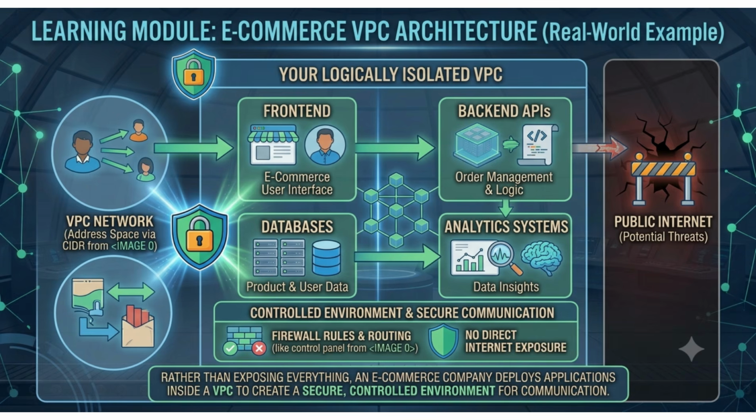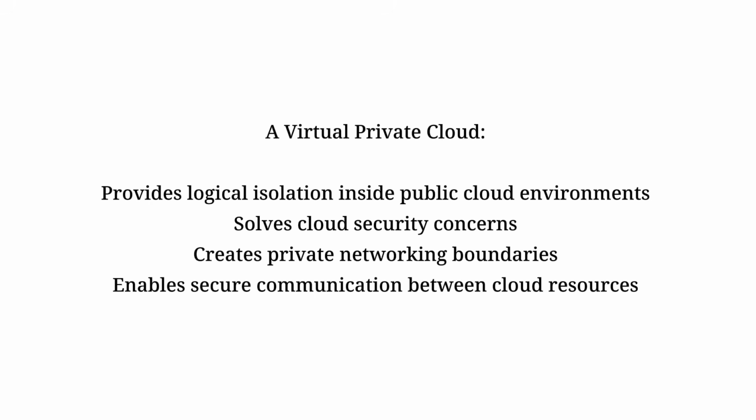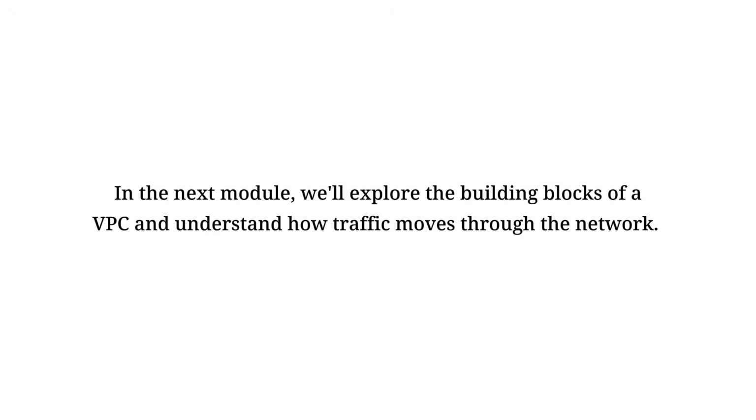Conclusion. Let's recap. A virtual private cloud provides logical isolation inside public cloud environments, solves cloud security concerns, creates private networking boundaries, and enables secure communication between cloud resources. In the next module, we'll explore the building blocks of a VPC and understand how traffic moves through the network.